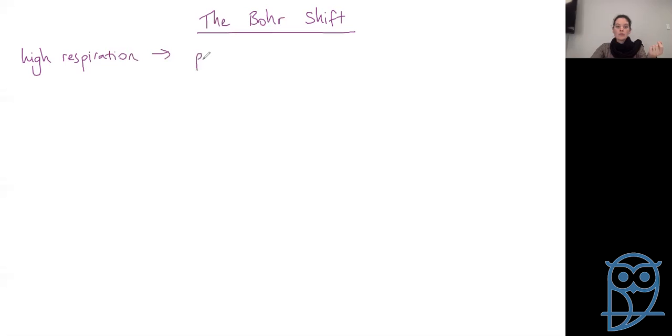These are going to produce lots of carbon dioxide, right? Requiring more oxygen. So if we can get some sort of interaction between carbon dioxide and this letting go of the oxygen, then we can make this even more efficient. And that's exactly what happens.